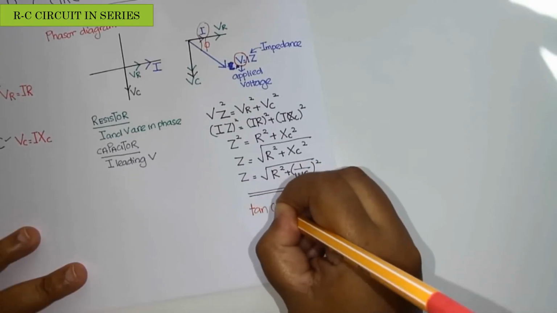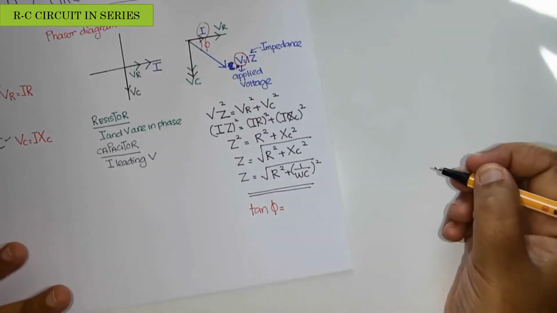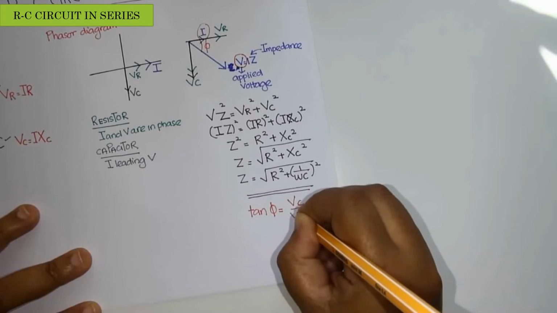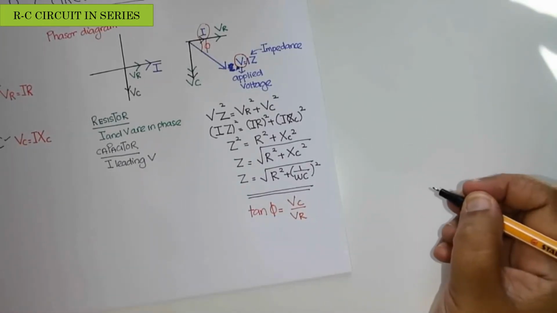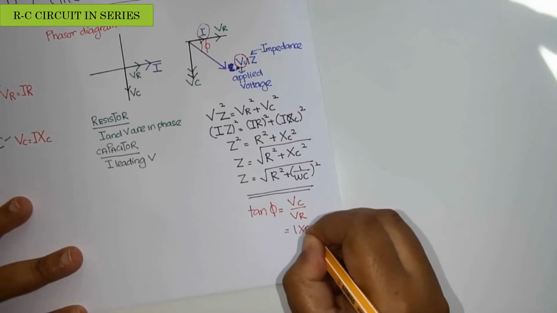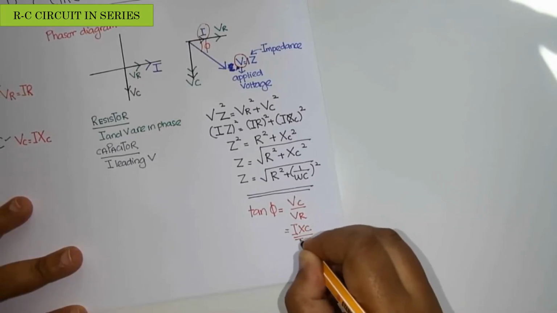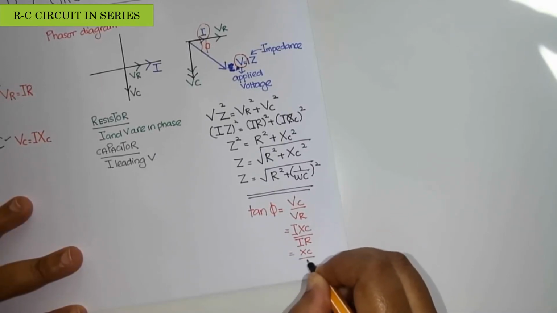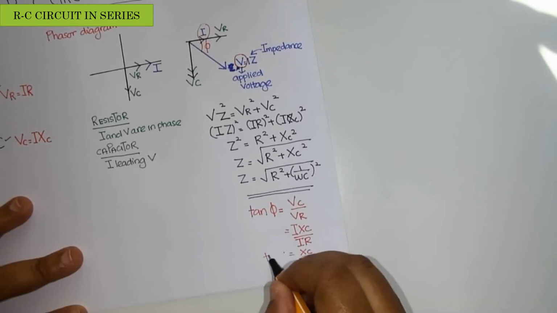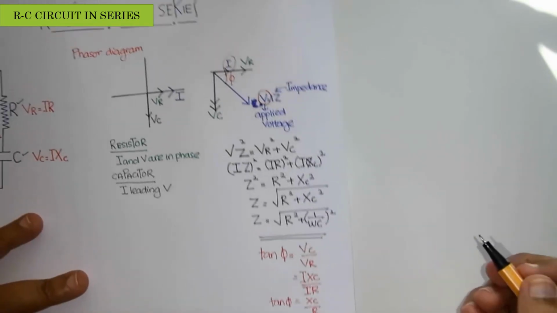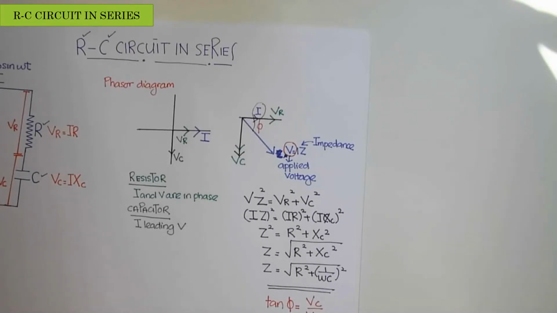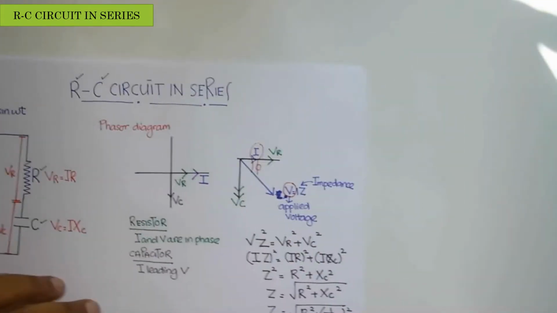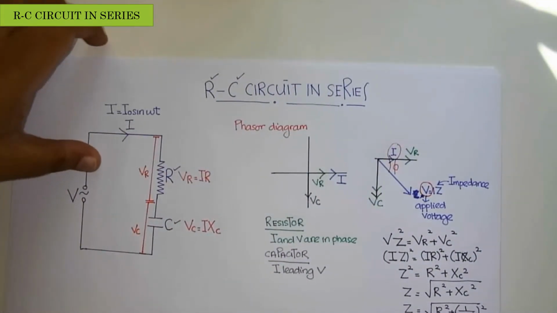Tangent theta is the y-axis divided by the x-axis, which is VC divided by VR. Okay, alright. So VC is what? IXC divided by IR. So we get XC divided by R. So this is tangent theta. We can find the value of tangent theta. So from here we can deduce that this is the total opposition in the circuit and the current.